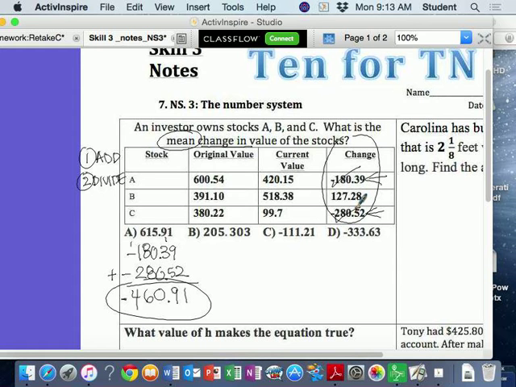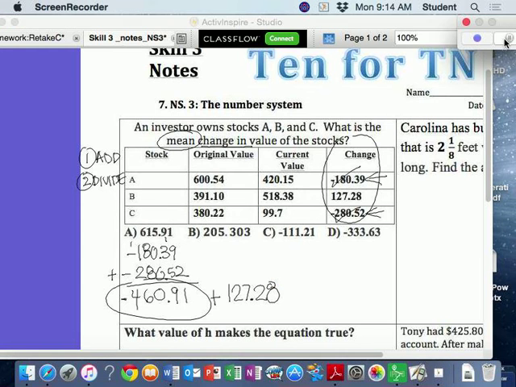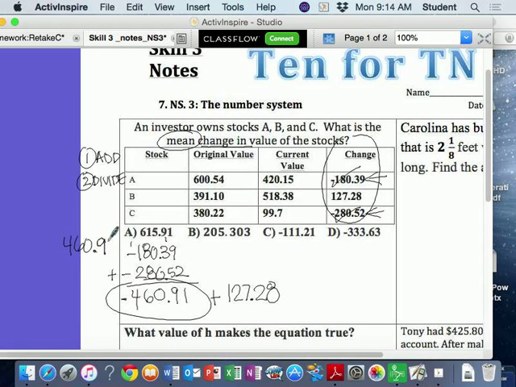But I also need to add that positive. So to that, I'm going to add 127.28. Now, notice that they're different signs. They're a negative plus a positive. So what are you really doing? When I add a negative and a positive, they're different signs, so I end up subtracting and keeping the sign of the greater number. So over here, I'm going to do 460.91 minus 127.28. And then we just do that math.